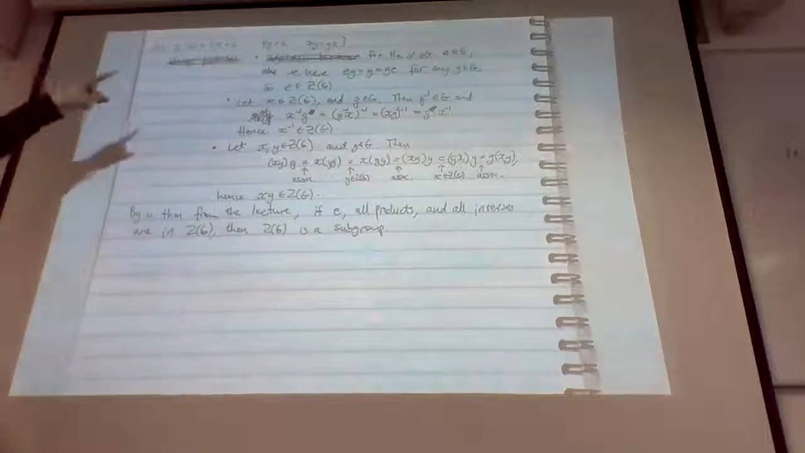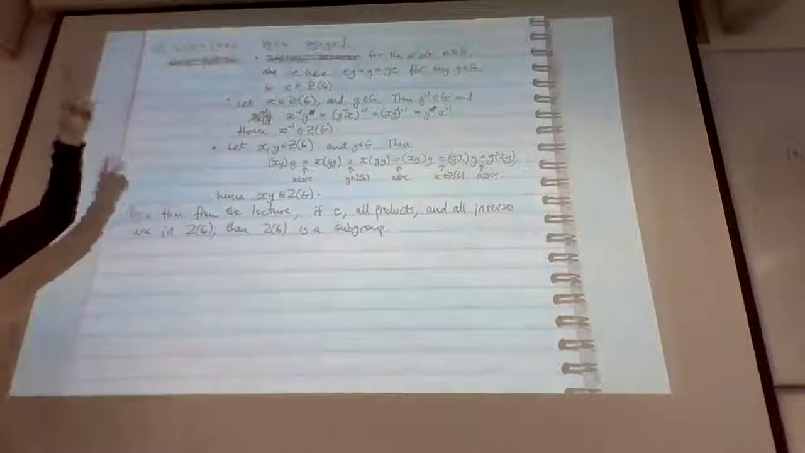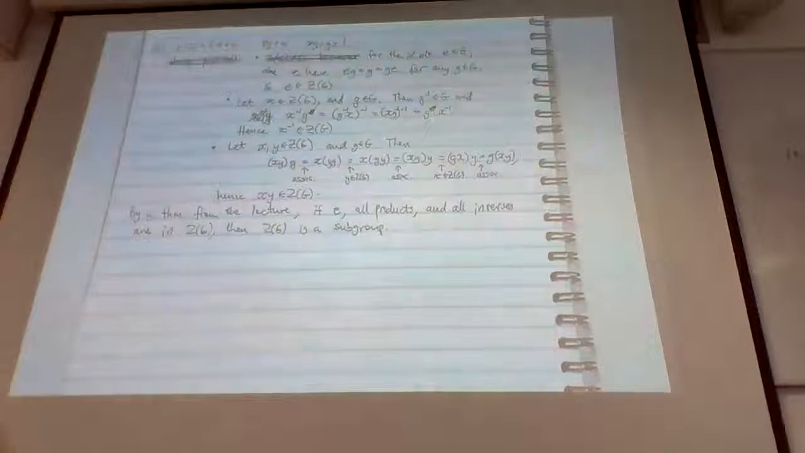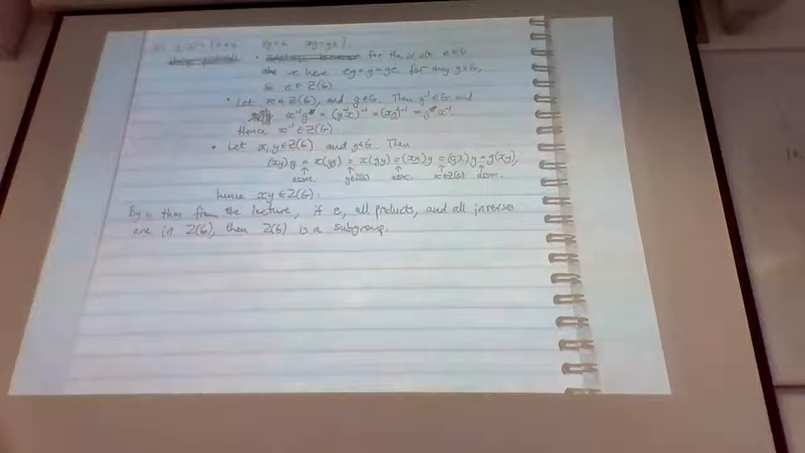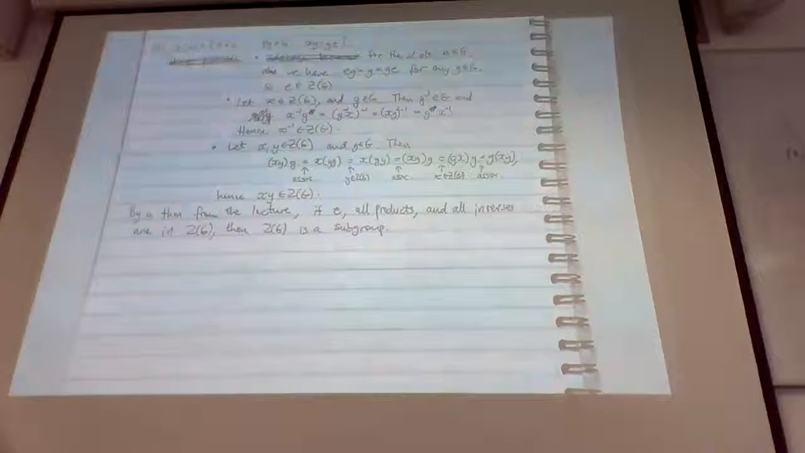That's the definition of being in the center. Being in the center means you commute with everything. No, this is a different question. Yeah, that's why I was like, I have no idea. So at Y, that'll get full marks again. So I flipped it off.